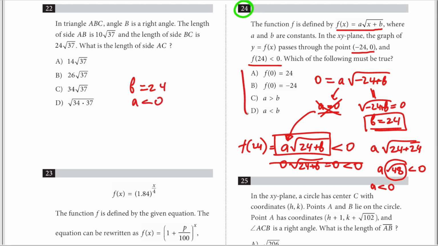If you're going to go through the multiple choices, we cannot say anything about these two, but it's either a is greater than b or a is less than b. So a is less than 0, b is equal to 24, so a is definitely less than b because a is negative. The answer is D. That's it.